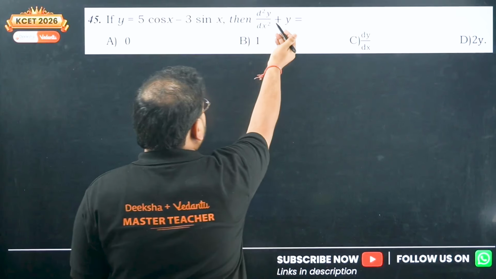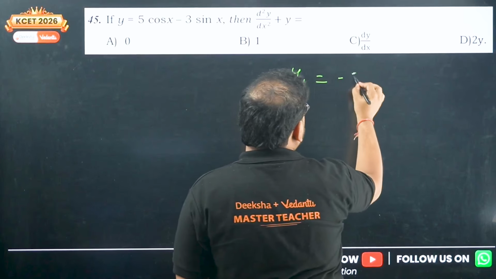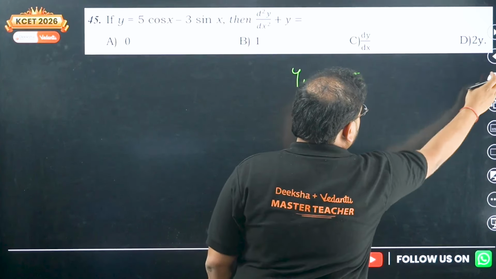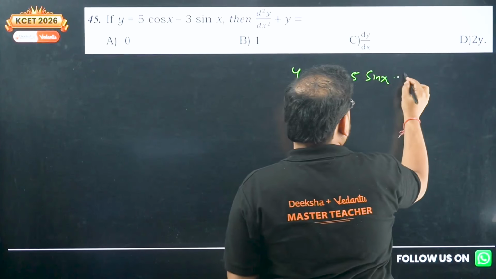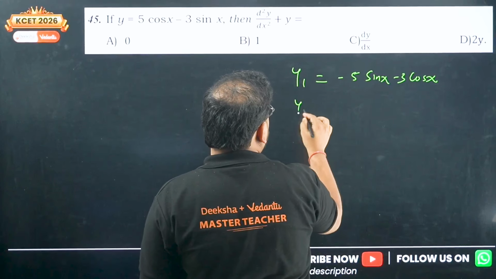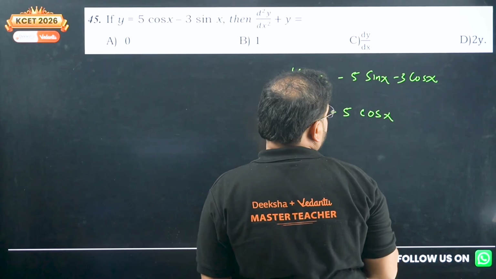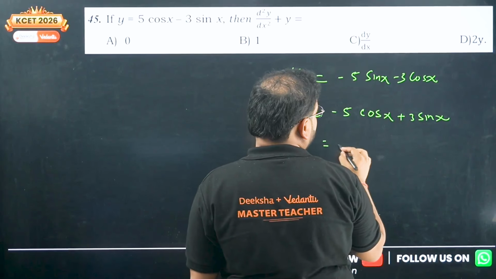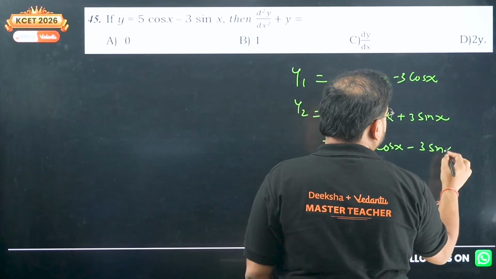We have y. I'm looking for second derivative plus y. First find the first derivative. y1 you find first. You'll get minus 5 sin x, because cos derivative is sine. So minus 5 sin x, this will be minus 3 cos x. And if you take y2, derivative of the first derivative, so minus 5 cos x, and this will become plus 3 sin x. Take minus sign common, you get 5 cos x minus 3 sin x.